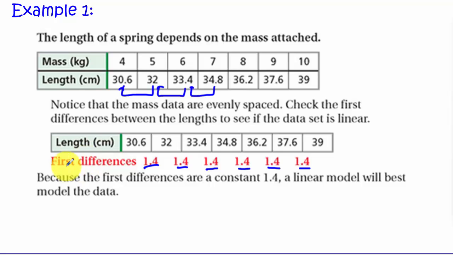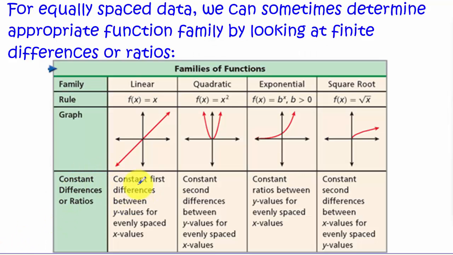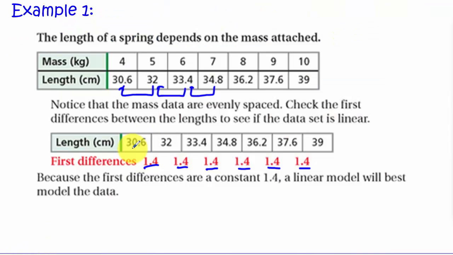So these are called first differences. They are our first subtractions. And based on what we said here, if the first differences are constant, we have a linear function. So if we were trying to write a model, we would write a linear equation that goes through this data. We'll actually generate the models later in this unit. For now, we're just trying to determine what function family this data is associated with.